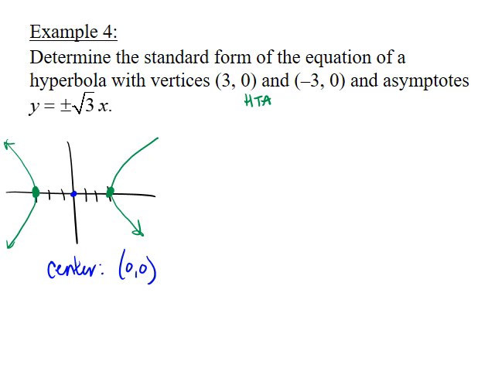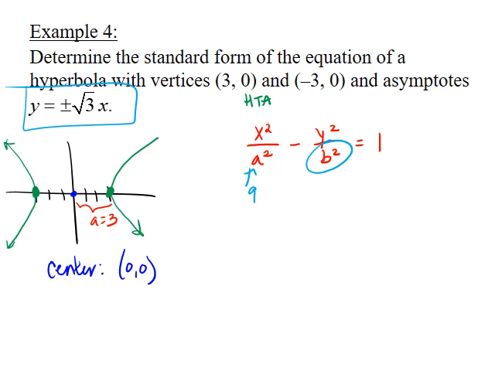And it tells me that a is 3. It's centered at 0, 0. I know a lot of this. In fact, the only thing I don't know yet, because we know this is going to be 3 squared or 9, the only thing I don't know is b squared. Well, I can find that by using the equations of this asymptote.